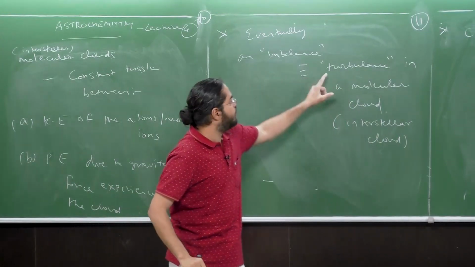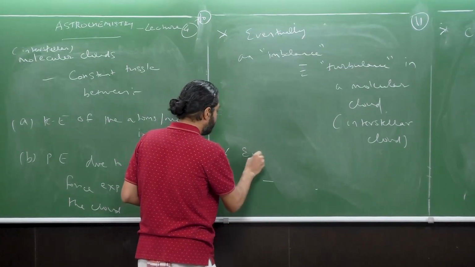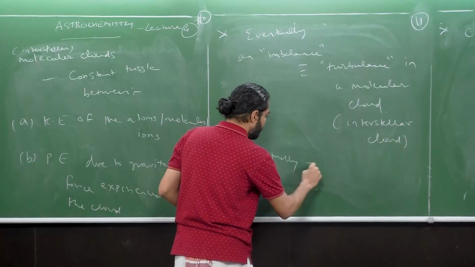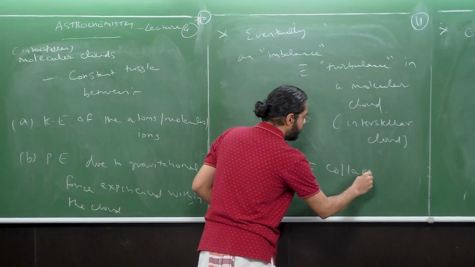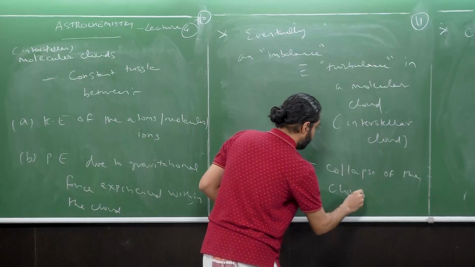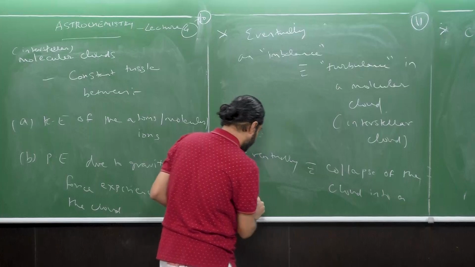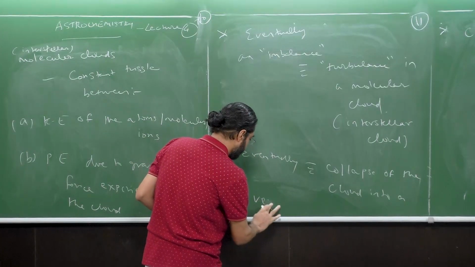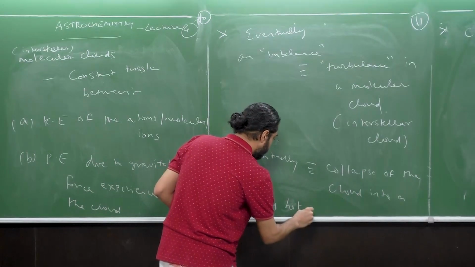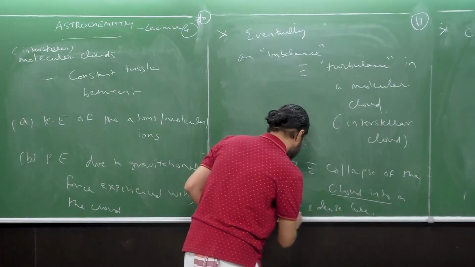Now, what does this turbulence do? Eventually, the turbulence causes the collapse of the cloud into a very strong core, a very hot, dense core. This is the point.